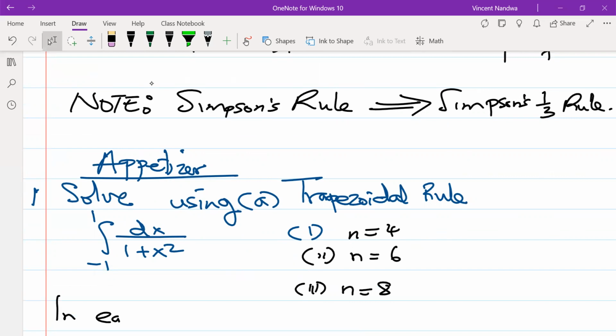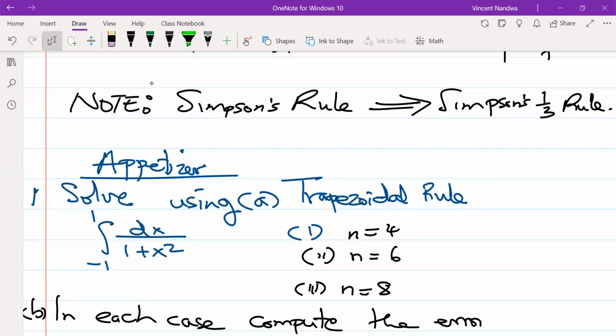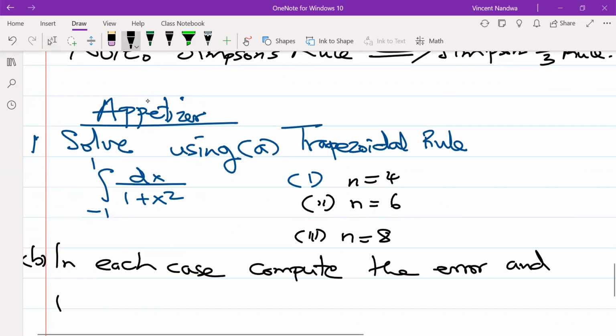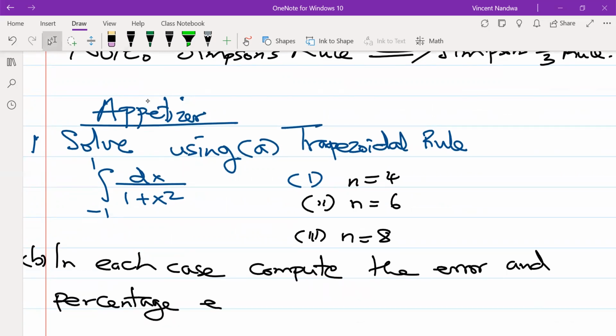In each case, compute the error and percentage error. So that's what we do after the break. So a short break and then we come back to do that.